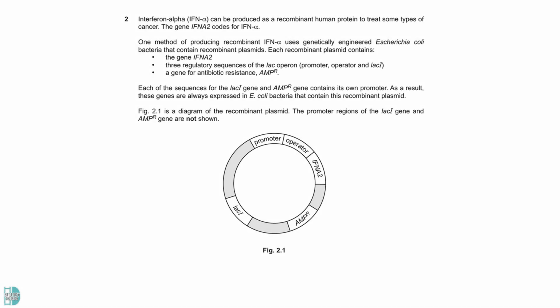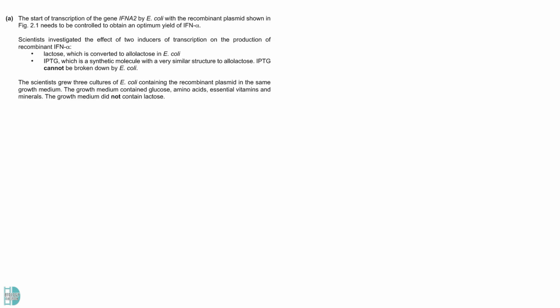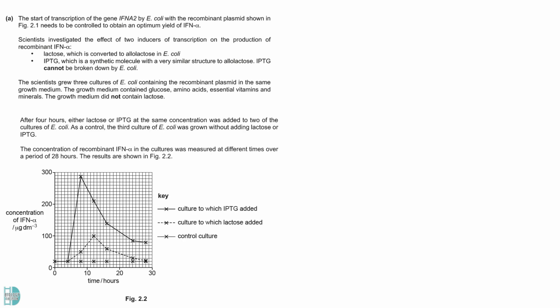Figure 2.1 shows a recombinant plasmid. It is used to produce IFN-alpha. The plasmid contains the IFN-A2 gene, some regulatory genes, and a gene for antibiotic resistance. A tells us about an investigation to determine how two different inducers may affect the transcription of the IFN-A2 gene. Figure 2.2 shows us the concentration of IFN-alpha produced by the cultures containing the two inducers and a control culture that does not contain any inducer.